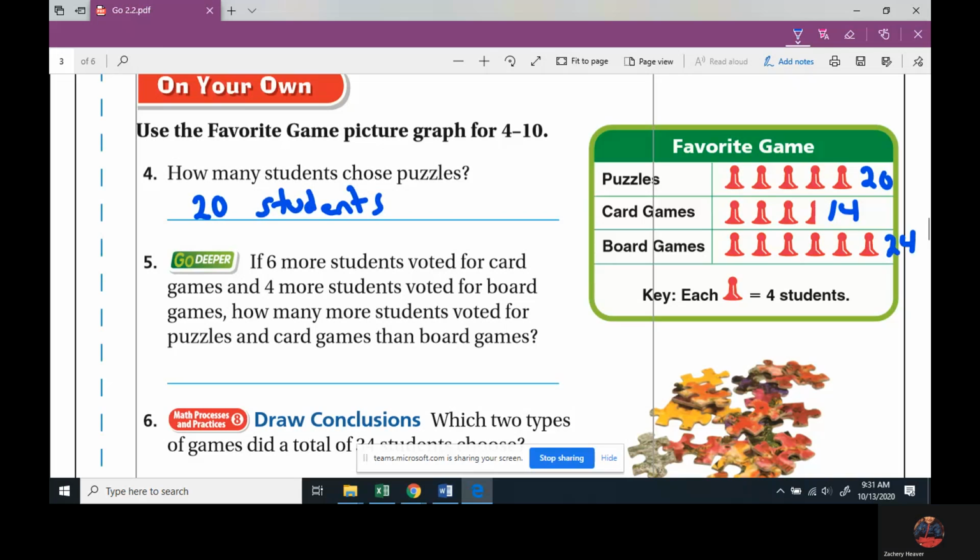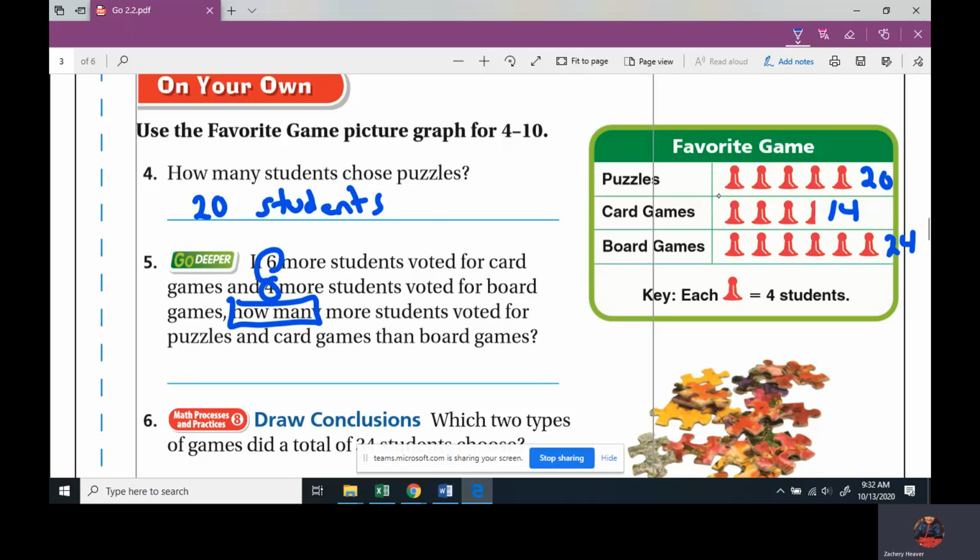Adeline, if 6 more students voted for card games and 4 more students voted for board games, let me write this down. This is a go deeper question. So this one's gonna be tough. I want everyone to think about it too. How many more students voted for puzzles and card games than board games?